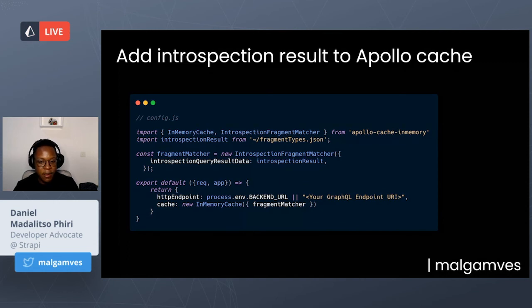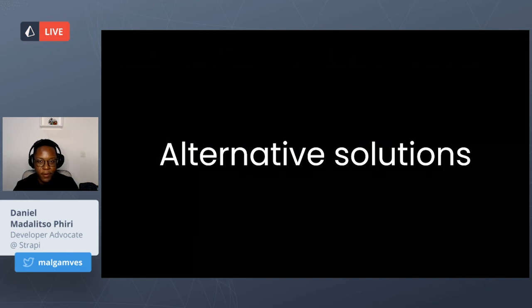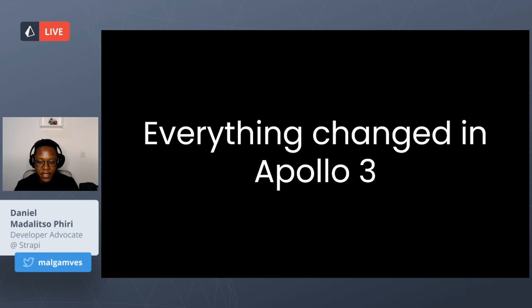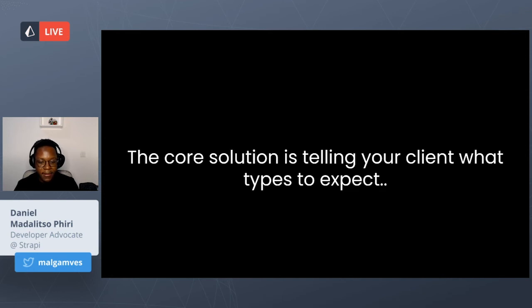So immediately after we do that, that's it. You have solved the problem of the heuristic approach. So that solution happened before Apollo 3 came out, and knowing that, I don't think I could have gone through this talk without mentioning that it's relatively much easier in Apollo 3. And at the time of solving that problem, Apollo 3 was still, I think, in beta, and it wasn't really safe to test in production. So, like I mentioned, everything changed with Apollo 3. And what changed? We have something called possible types.